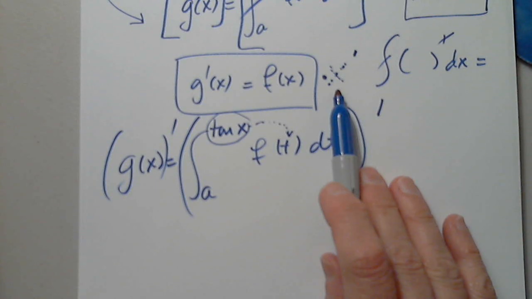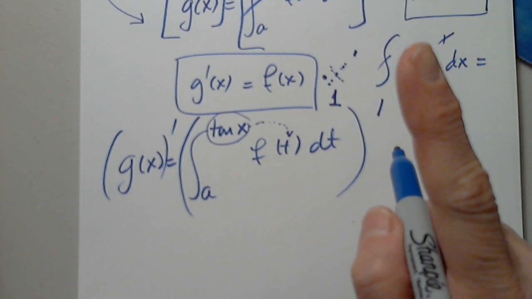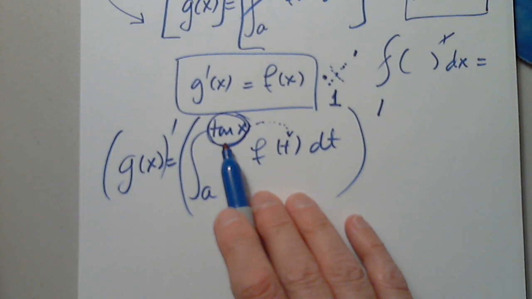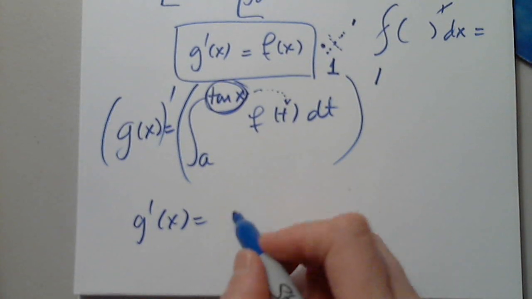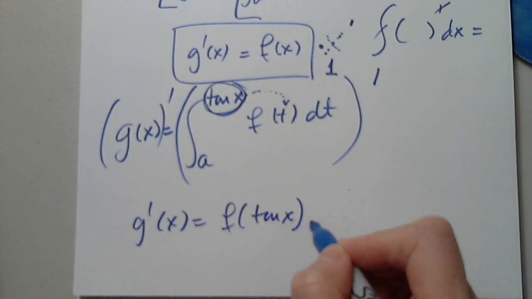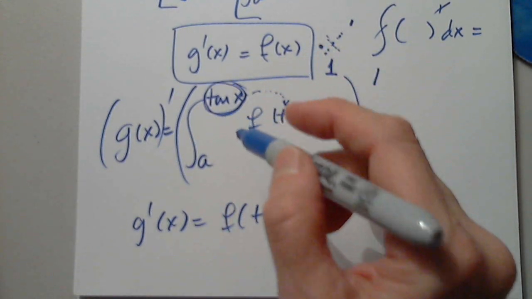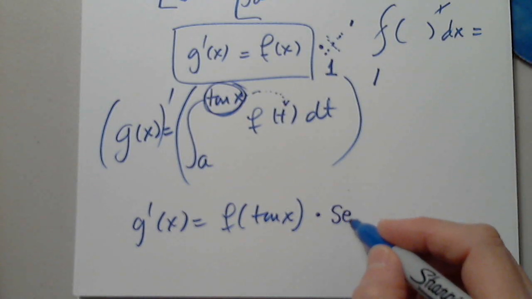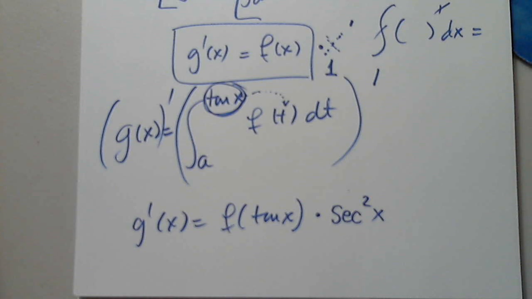Why did I not say times the inner function prime? Because if you differentiate x, it should jump to 1. Exactly. But here, I cannot say that the tangent prime is 1. So g prime will be f of tangent x, but times the derivative of this function. What is it? It would be secant squared x. That is it.